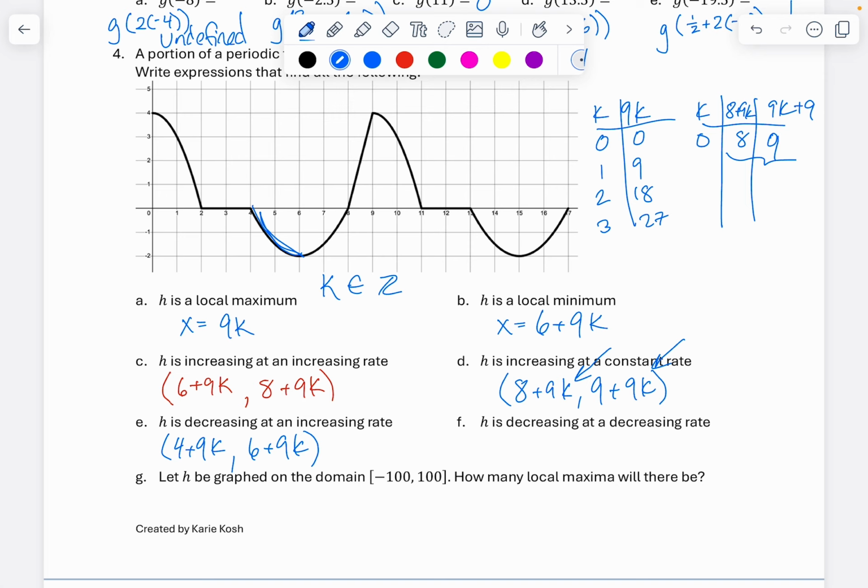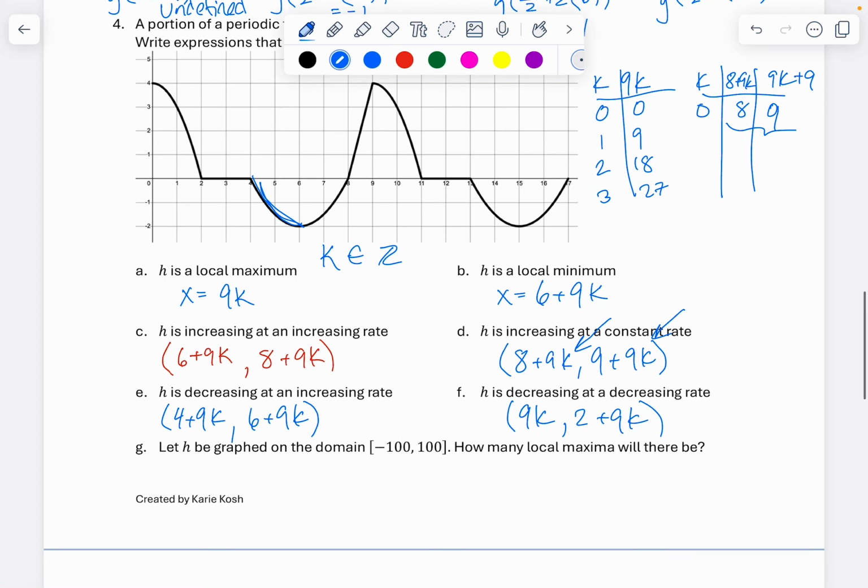argument, so whatever. Okay. H is decreasing at a decreasing rate, so it needs to be decreasing and concave down, and that's that little bit. It's going to go from 0 plus 9k to 2 plus 9k.